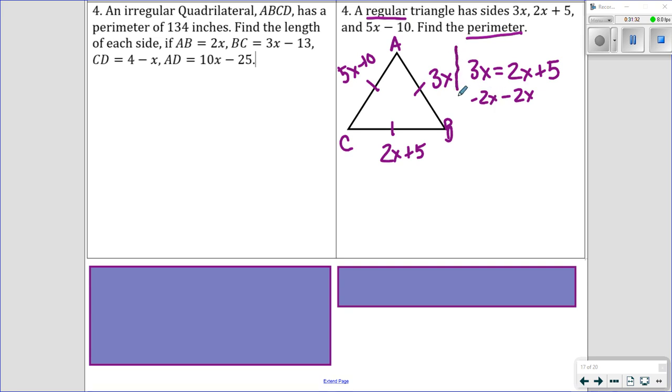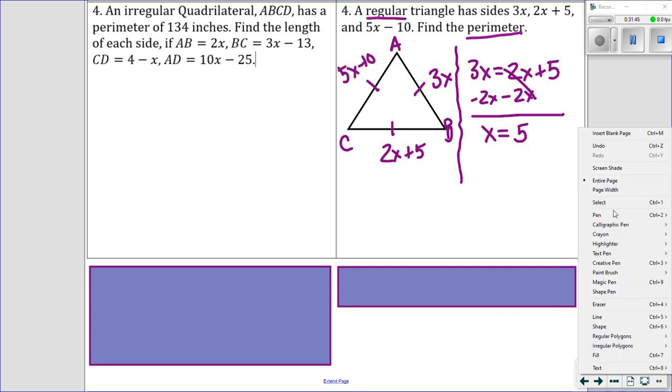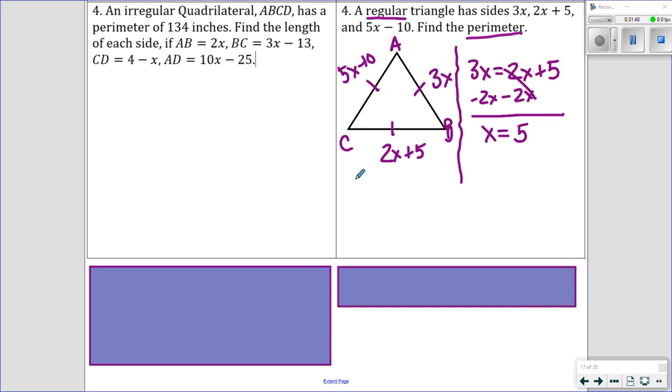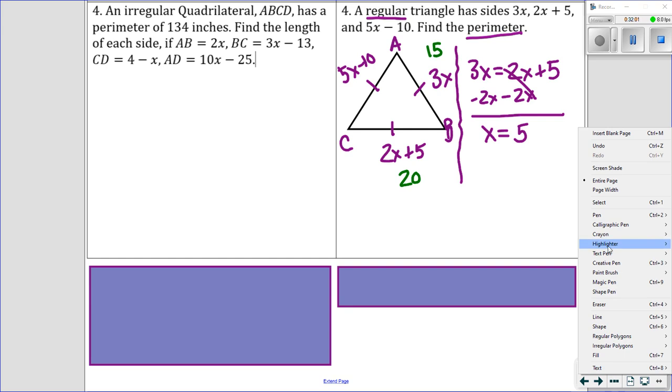And x equals 5. So now, since I found that x equals 5, I'm going to plug it in to each side. So then this is going to be 15. That's 2 times 5, 10, plus 5, oops, not 20, 15. Squeeze all the same side. Duh.